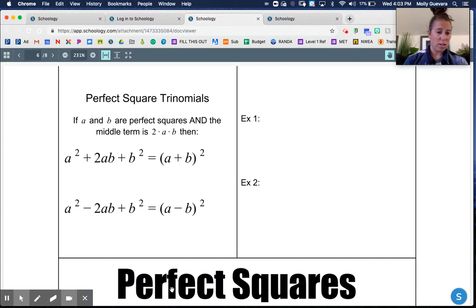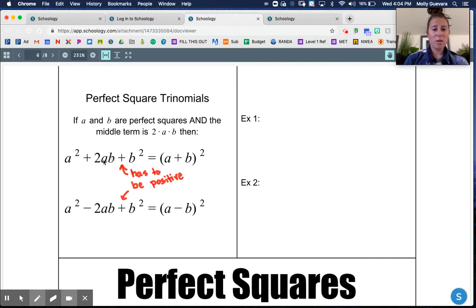It's just a shortcut. So, the first term and the last term have to be perfect squares. This has to be addition, so that last term has to be positive on both of them. And then you can take the square root of those.